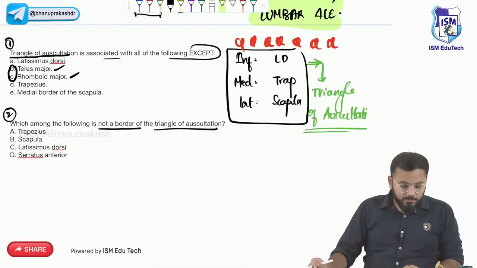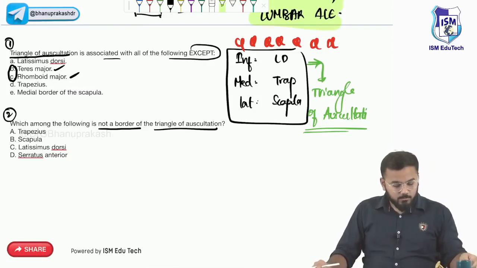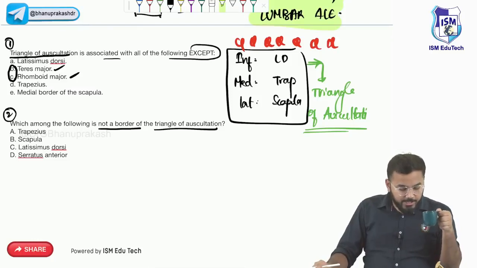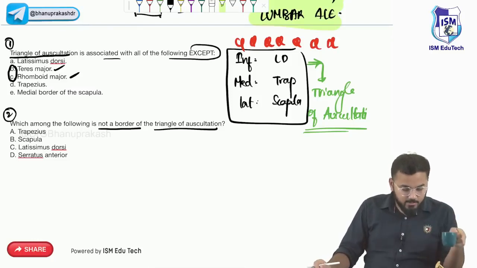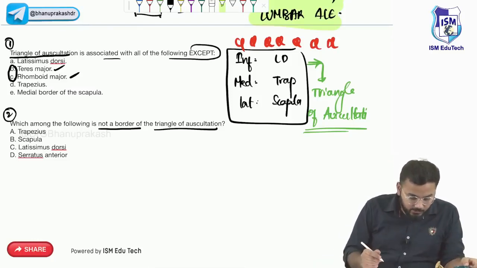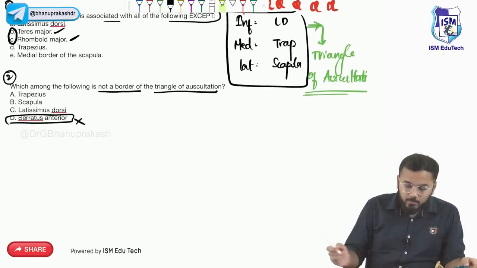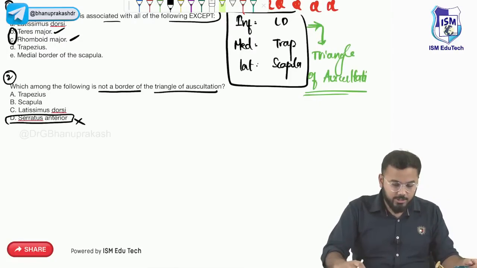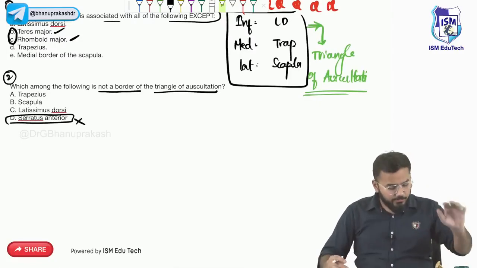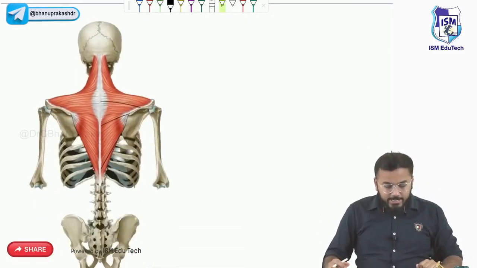Which is not a border? Question number two. Very good, Preet Angel. Very good, Harish Reddy. Perfect. Sanjay Pandey, excellent. Sweetie Sri, Siddhant Sharma, perfect. Serratus anterior is not a border of triangle of auscultation. Clear, all of you? Let us enter into the next muscle.